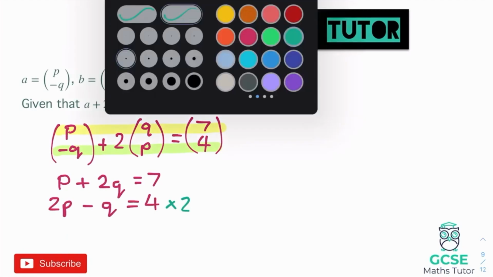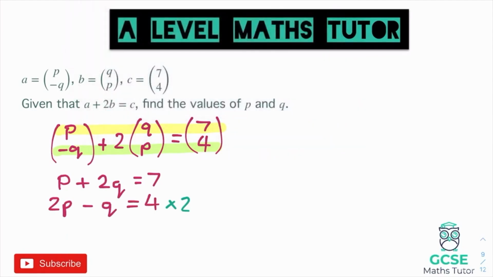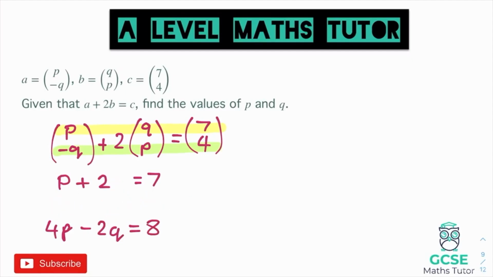So let's have a look. When we times that by 2, we get 4P minus 2Q, and that now equals 8. There we go, so we've got our 2 equations. We can forget about the one in the middle. In fact, let's just get rid of that one. Okay, we lost the Q there. Let's get rid of that. There we go. And we'll solve it from there.